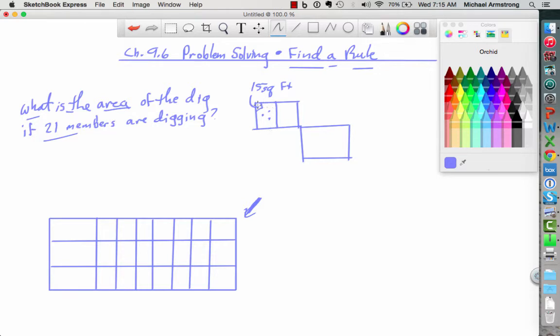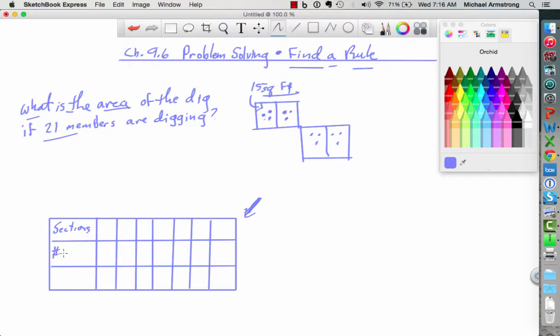So first of all, we know that each block is 15 square feet, and that inside there are 3 people, 3 members digging in each block. So there would be 3 in this one, and if we would keep going, there'd be 3 in this one. And we're going to make a chart like we worked on yesterday. So we've got our sections, and we have numbers of members. So there's 3 in the first section plus 3 more.